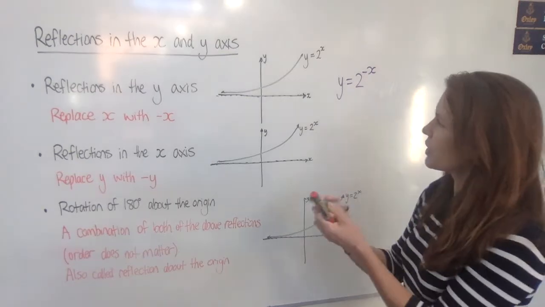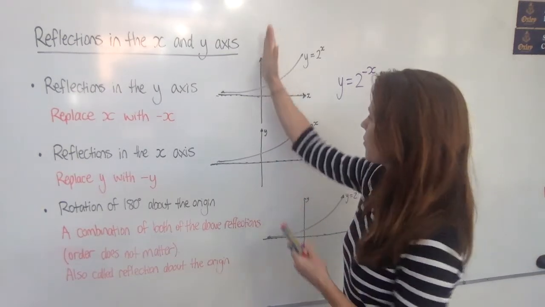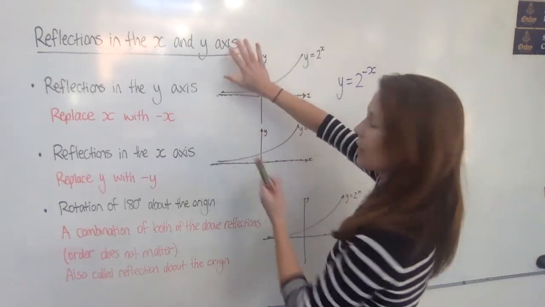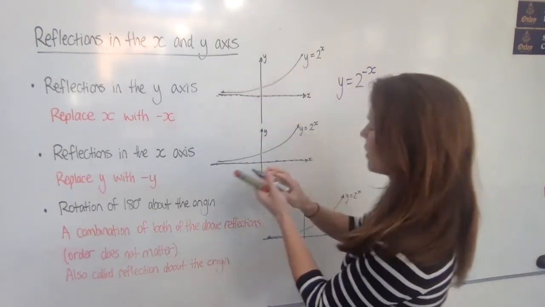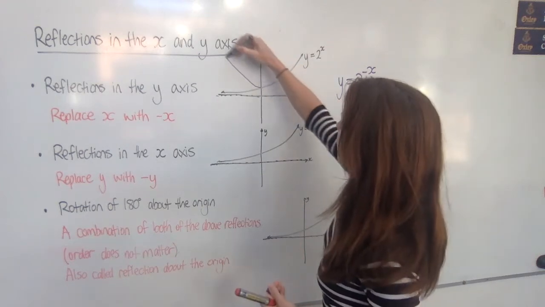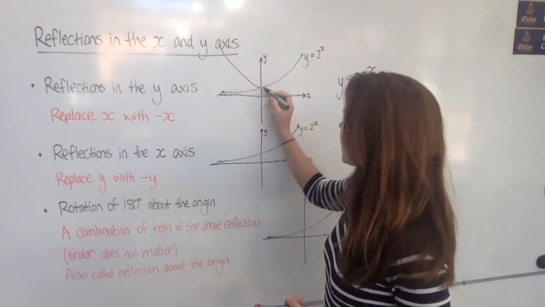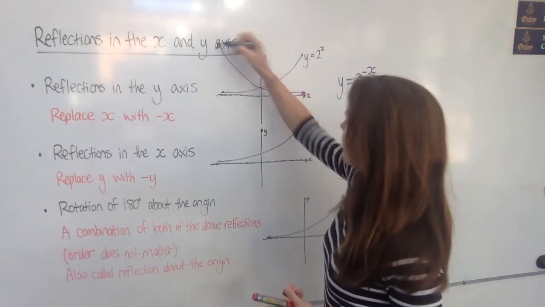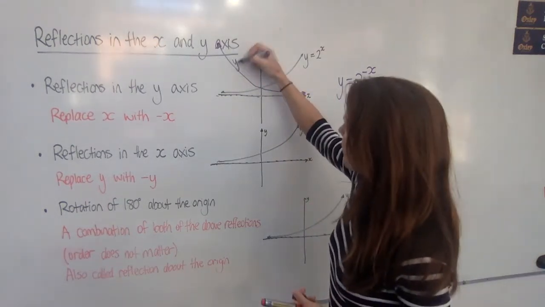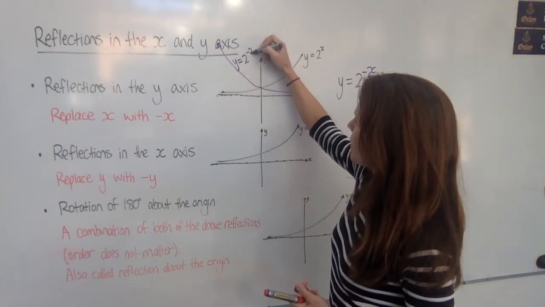Now, reflecting in the y-axis means that it's like we've got a mirror here and we're flopping everything over to the other side. So this shape up here is going to come up here instead. And this part that comes down here is going to come down this side instead. And so we'll get the exact opposite reflection. And this will be the graph y equals 2 to the power of minus x.